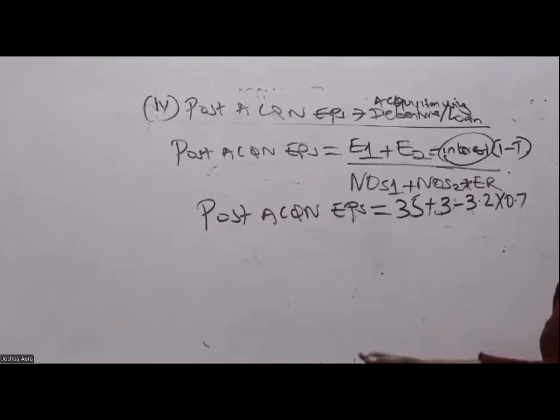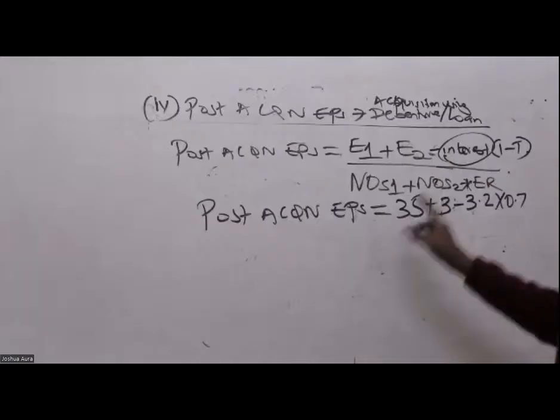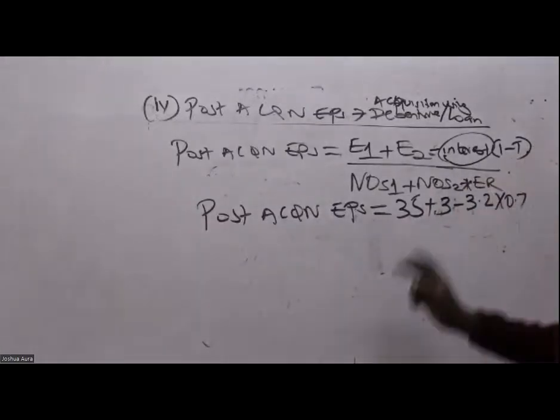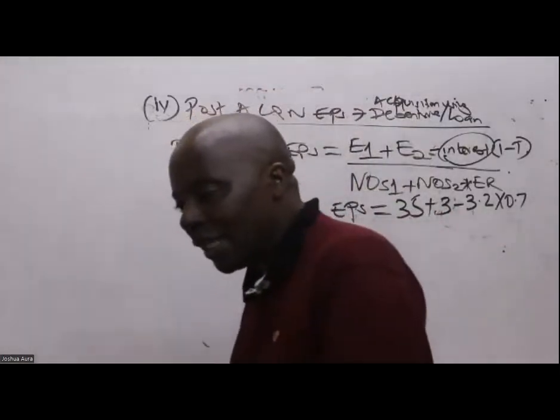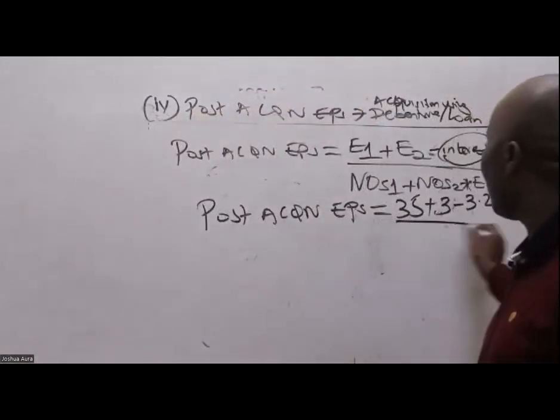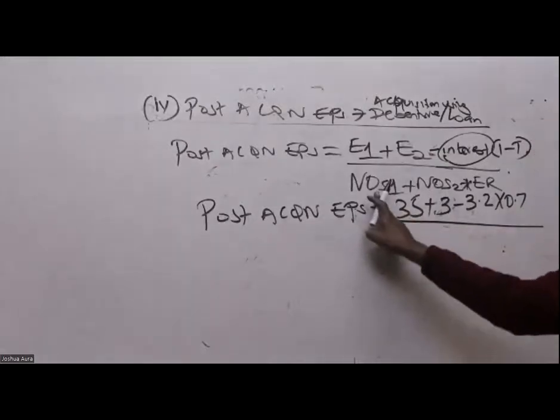Tax. Thank you very much. You guys are geniuses. It is 1 minus tax, and tax has been given as 0.3. Then divide everything by the number of shares of company 1.